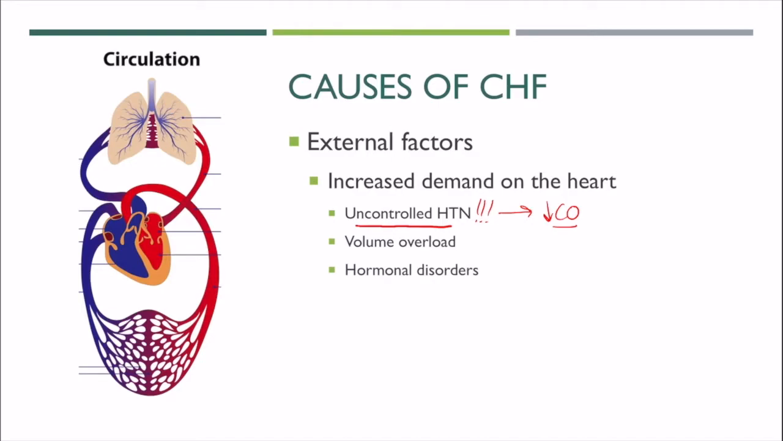Volume overload is another example. There's just too much liquid being returned to the heart. It can't keep up and it becomes overloaded, and you can get reduced cardiac output. That's supposed to be an arrow, but it got messy. There's a number of hormonal disorders, and you don't have to write these down. We'll go through some of these. Like hyperthyroidism can often result in too much demand on the heart. Patients can end up in heart failure during pregnancy because of the huge new demand on the heart.